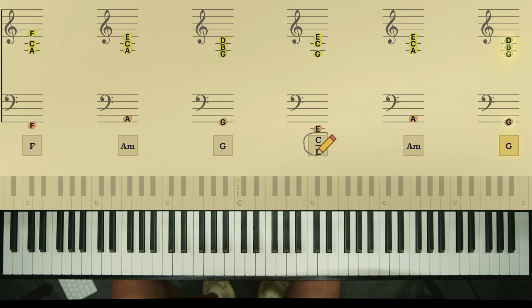Now we do a C chord. I know it says C over E. Let's not worry about the over E yet. Let's just look at the C chord part, and we'll do it again.